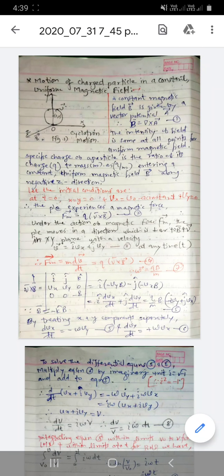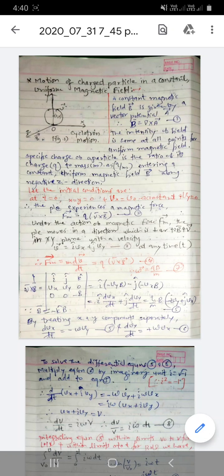Here we have to define the specific charge of a particle. The specific charge of a particle is the ratio of its charge q to the mass m, as q by m. This particle having specific charge q by m enters into constant magnetic field B bar, which is applied along the negative z direction as shown in the present diagram. With this experimental situation, let us move further.